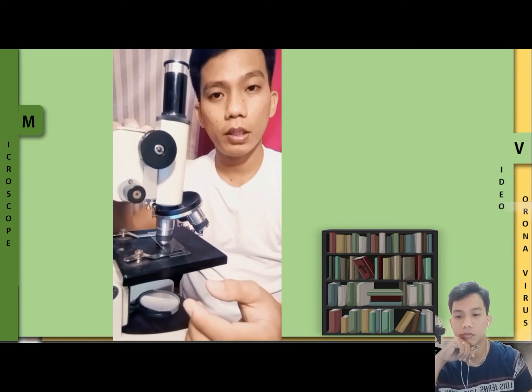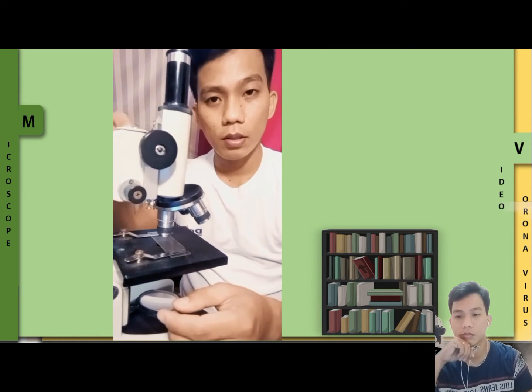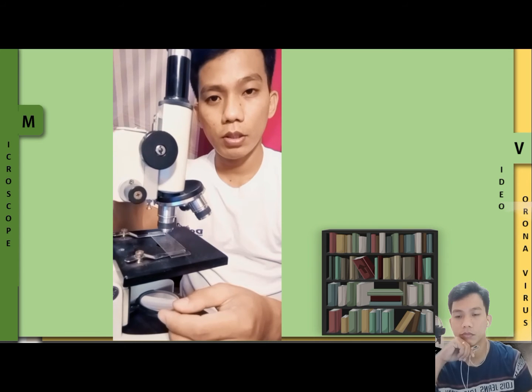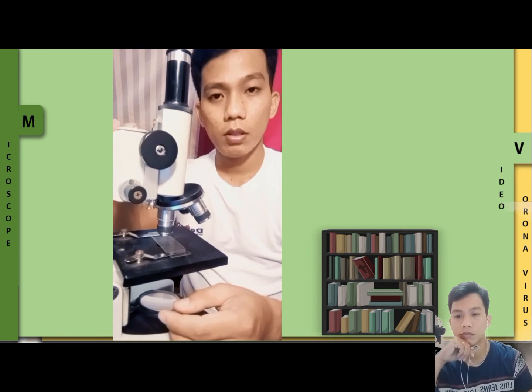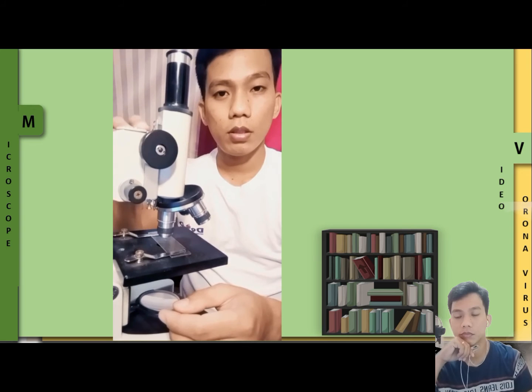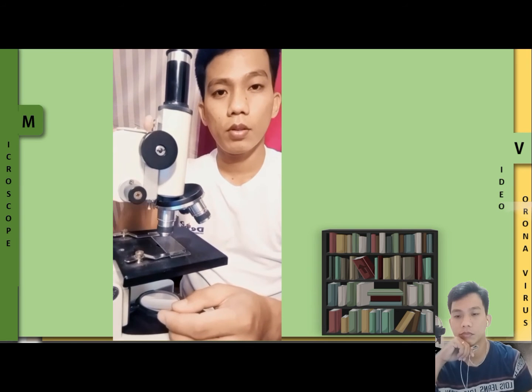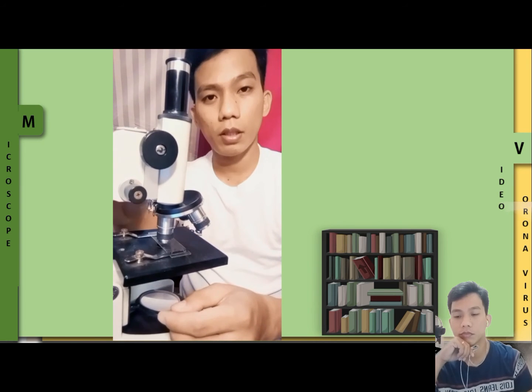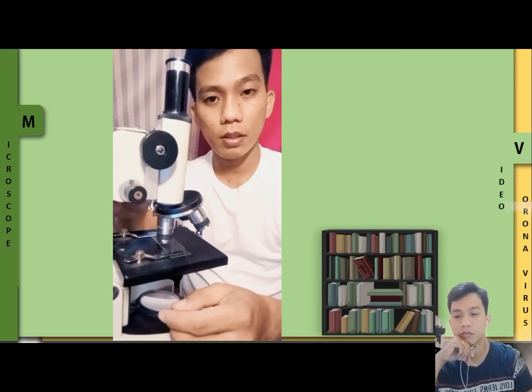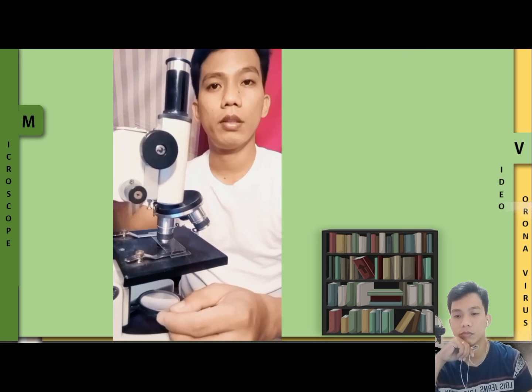So, malalaking movement ito ng body tube natin. Okay? So, kailangan nating i-rotate ang coarse adjustment. Ngayon, kapag kailangan na lang ng maliit na adjustment, we use the fine adjustment knobs.